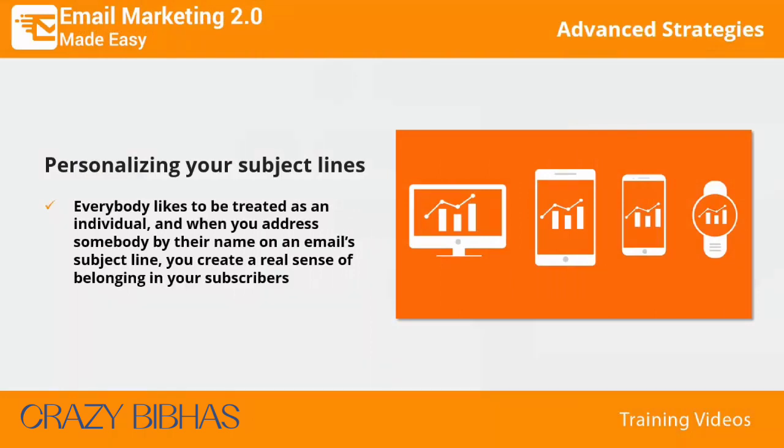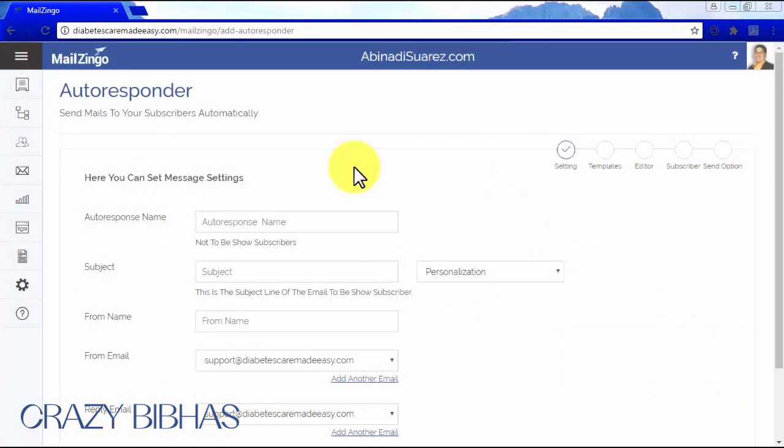Personalizing your subject lines. Everybody likes to be treated as an individual, and when you address somebody by their name on an email's subject line, you create a real sense of belonging in your subscribers. This will help you double your open rates. Both MailZingo and Aweber offer you easy options to personalize your subject lines.